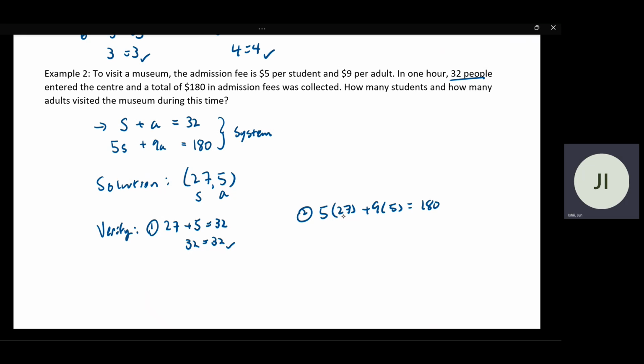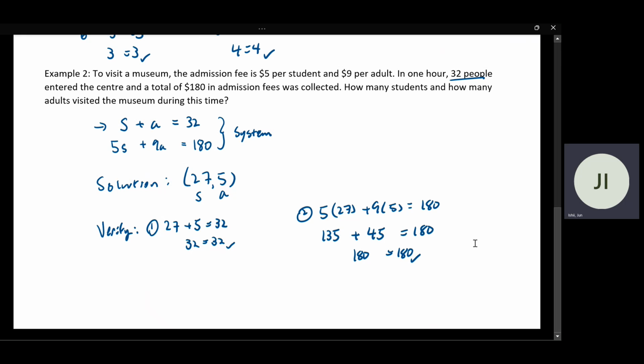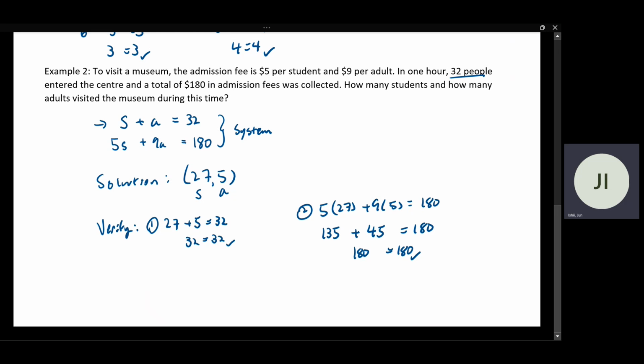5 times 27, I can actually do this in my head. 5 times 27 is 135, and 9 times 5 is 45. If we add these together, 135 plus 45 is 180. So that's just verifying that it is a solution. For these word problems, when you come up with them and I make a note of it on your assignment sheet, you can use Desmos, the program I just showed you, to graph the lines and find that point of intersection. Cool. All right, guys, so that's the lesson.